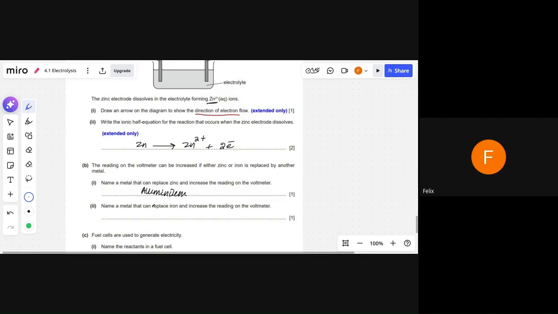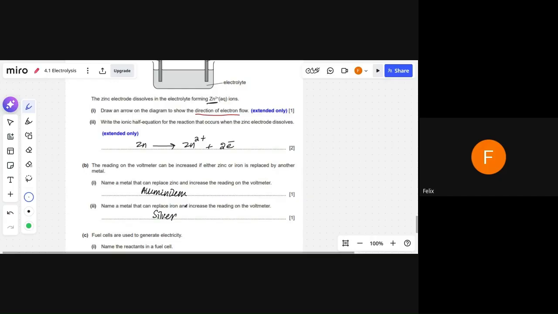And name a metal that can replace iron and increase the reading on the voltmeter. So any metal less reactive than iron. Below iron, we have copper, mercury, silver, gold. So let us write silver.